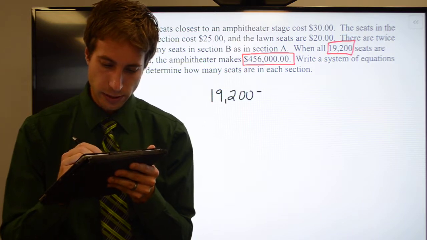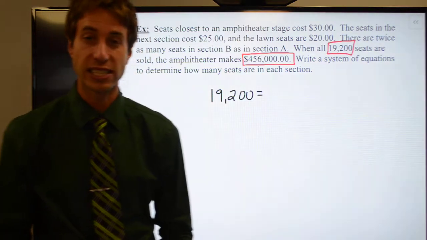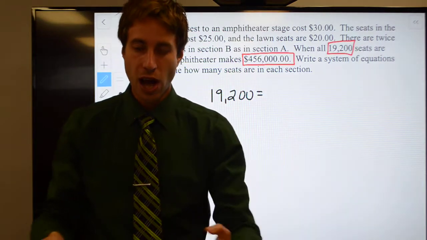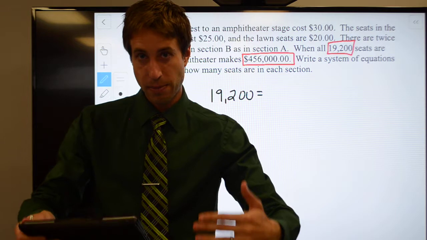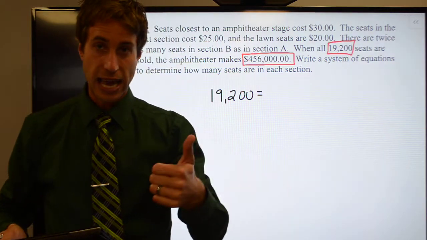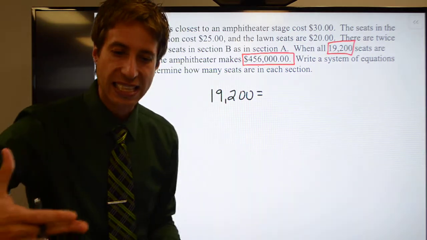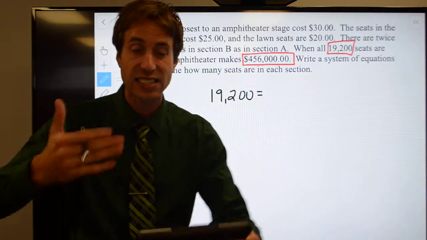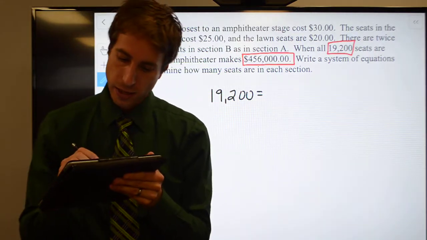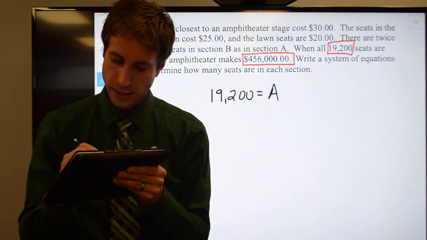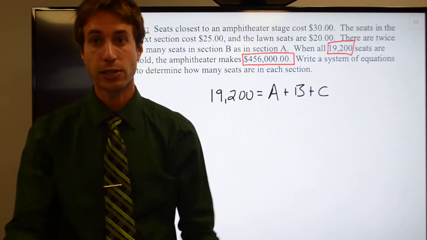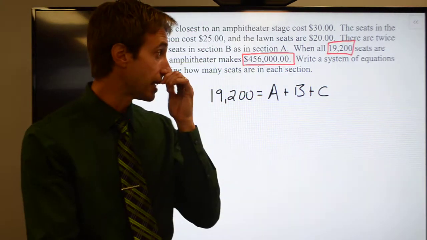19,200 seats. Well, where do all of those seats come from? I have the seats right next to the stage, the seats in the section right behind that, and then the seats out on the lawn. Sections A, B, and C. If you add together all of the seats in each of those sections, you get the total number of seats. So, 19,200 is section A, plus section B, plus section C. That's how I get all those seats.